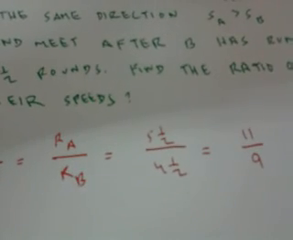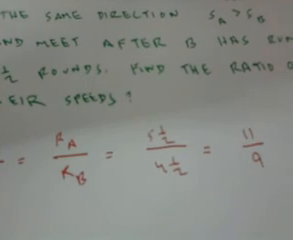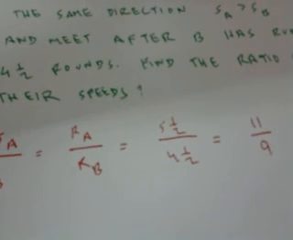B runs 4.5 rounds. In the same time, A, being the faster runner here, will run 1 round extra by the time they meet. So the ratio of the speeds will be rounds run by A divided by rounds run by B, 5.5 by 4.5, that is 11:9. I hope you will be able to use this concept now in any kind of variations. Thank you.